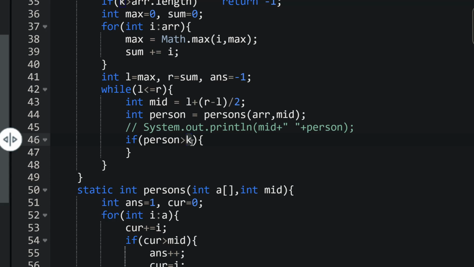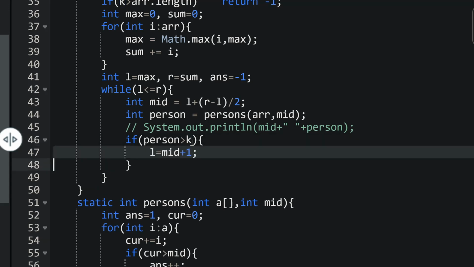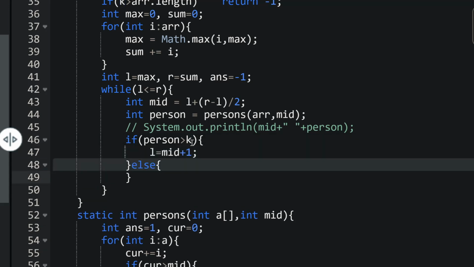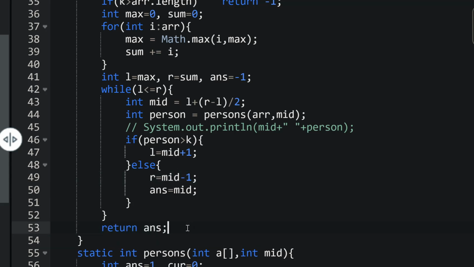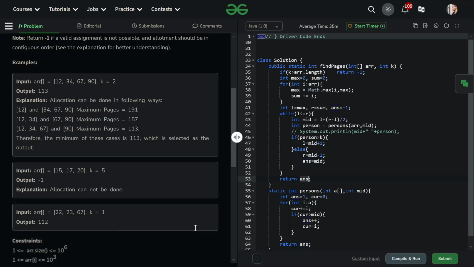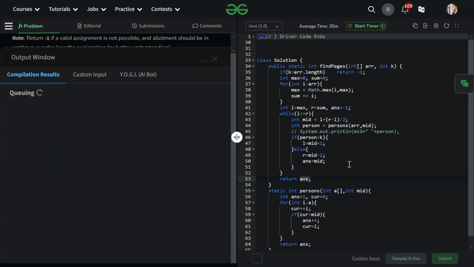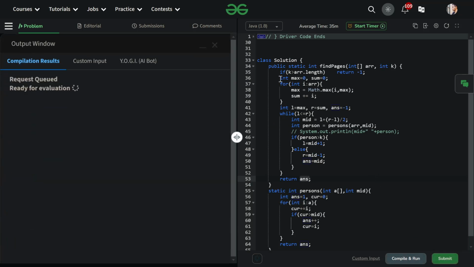We need to give more pages to one person. Else this is the correct answer, or we can reduce our higher bound. And at the end, just return the answer. Now let's submit this. And now let's talk about time and space complexity.